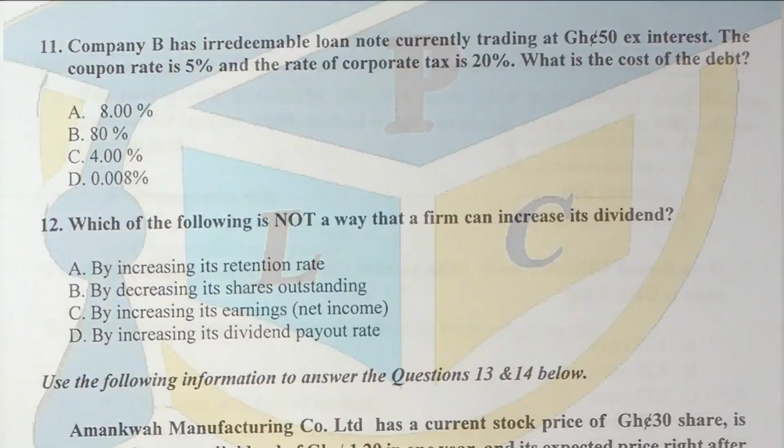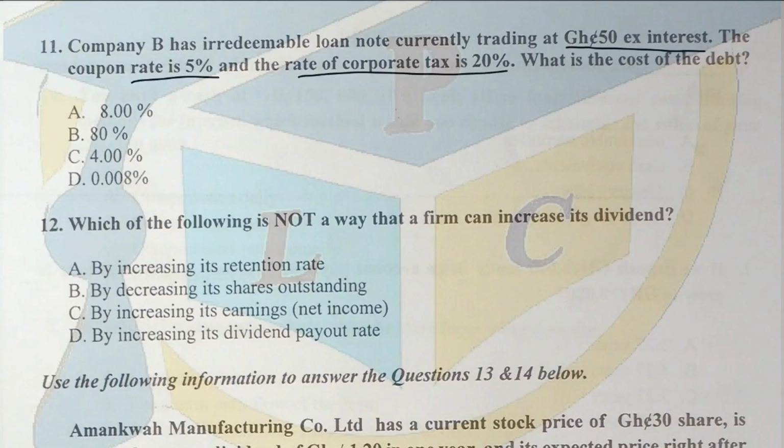So question 11. Company B has an irredeemable loan note currently trading at 50 Ghana cedis ex interest. The coupon rate is 5%, and the rate of corporation tax is 20%. What is the cost of that?